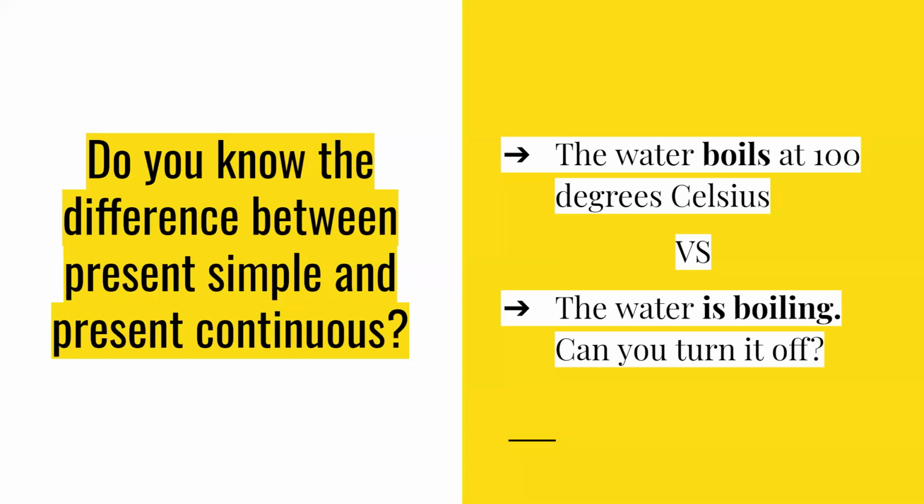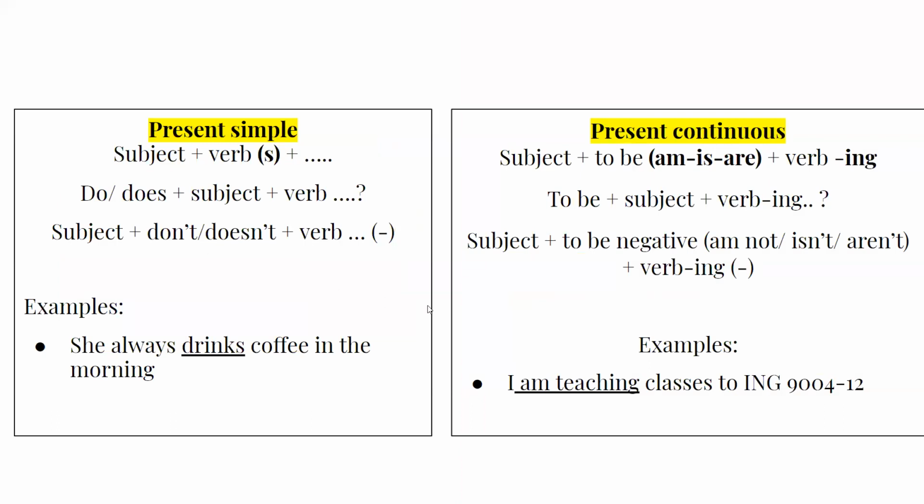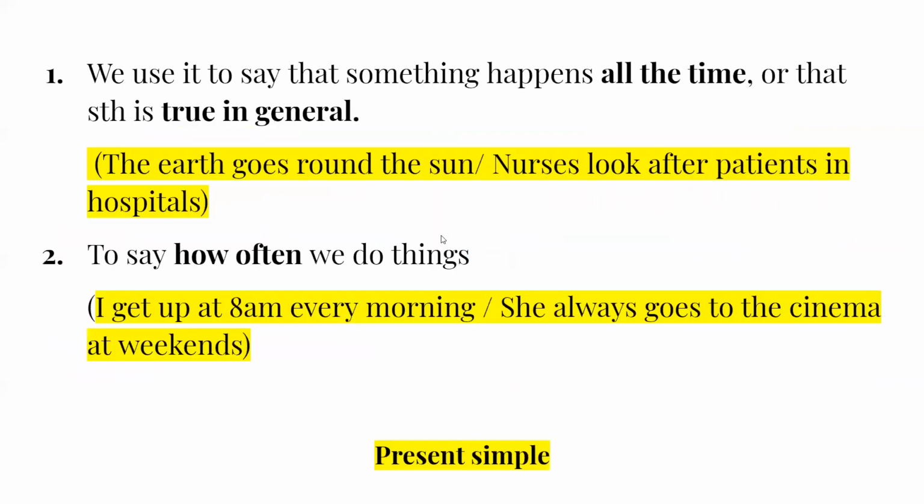Here we can find the difference between present simple and present continuous. As we know, the sentences are different. For instance, here we have, she always drinks coffee in the morning, using present simple. But in present continuous, we have, I'm teaching classes to ING 9004 paralelo 12. So also we have the usage for present simple and for present continuous.